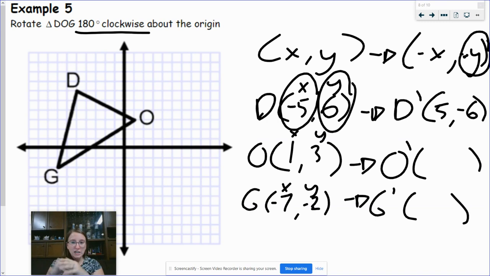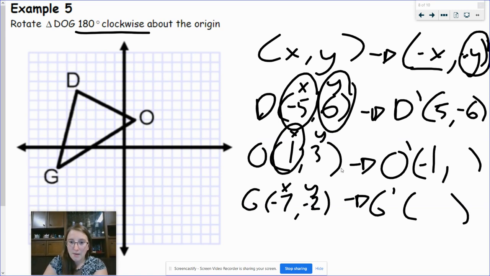We do this for each point. Whatever it says to do in the formula, here was your original point, X, Y. Here's your new point. We're going to change it to be the new point. So my original X here was 1. I need a negative X. That means this is negative 1. My original Y here was 3. I need a negative Y, so this is negative 3.